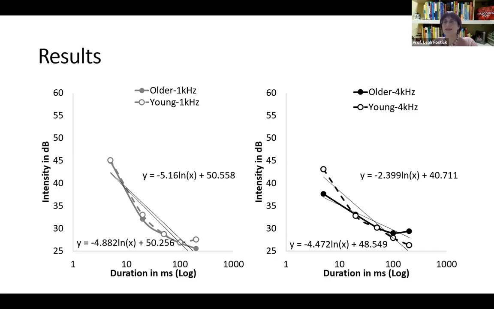You can see it here, one against the other, with the values of the slopes. The slope of 1 kHz is similar for both age groups, while the slope of 4 kHz is significantly milder for older adults.